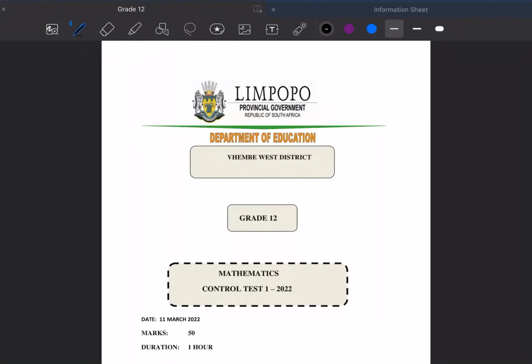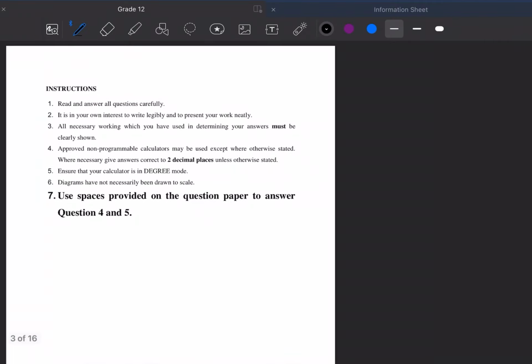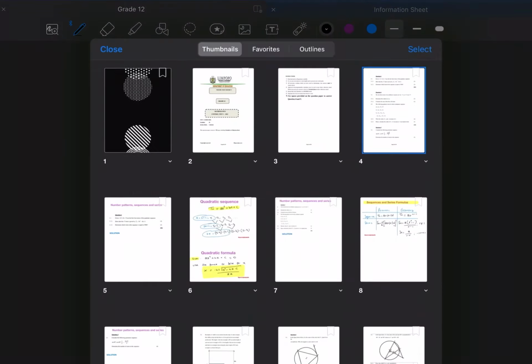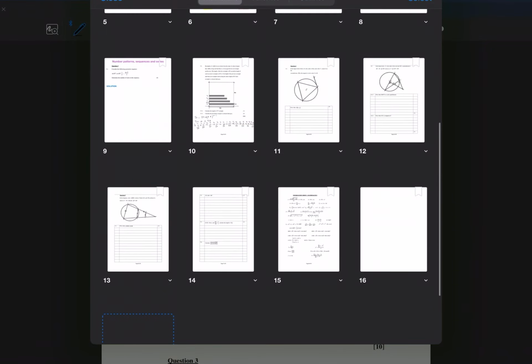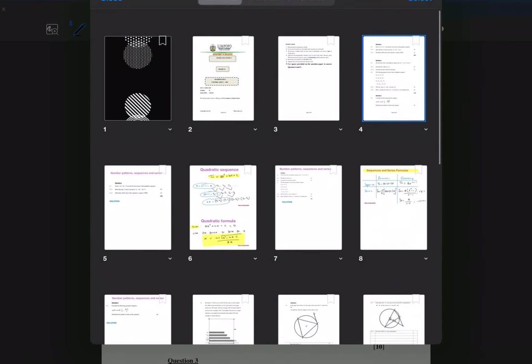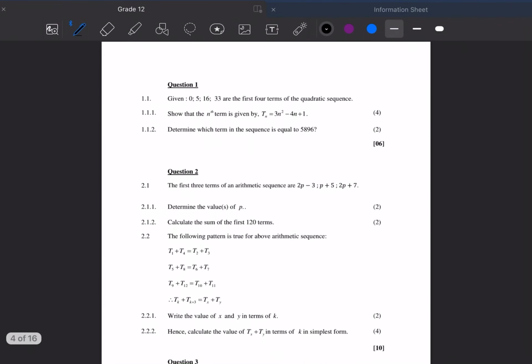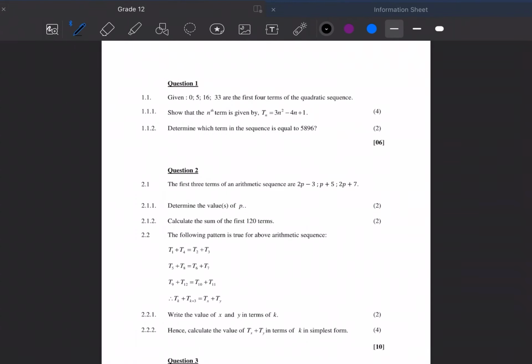Hi everyone, for this video we're doing the grade 12 control test from the Limpopo provincial paper. This paper consists of number patterns, Euclidean geometry and circle geometry questions. So this is the first video, where I'll be doing question 1 with 6 marks, so it's going to be fairly quick, just number patterns, and then I'll go in that order.